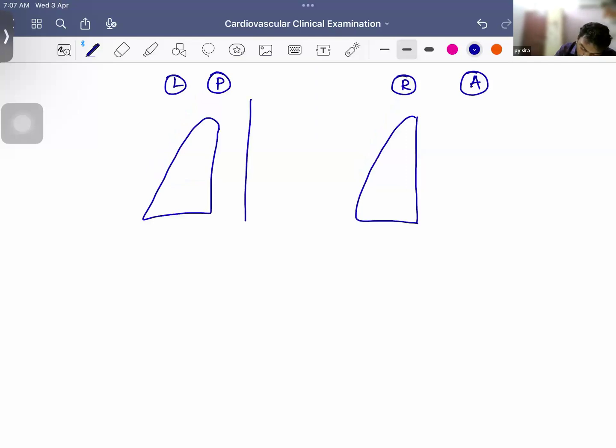Here you have the vertebral column. This is going to be your axilla. Whenever you have your lung like this, the first thing is you have to go for the surface marking.